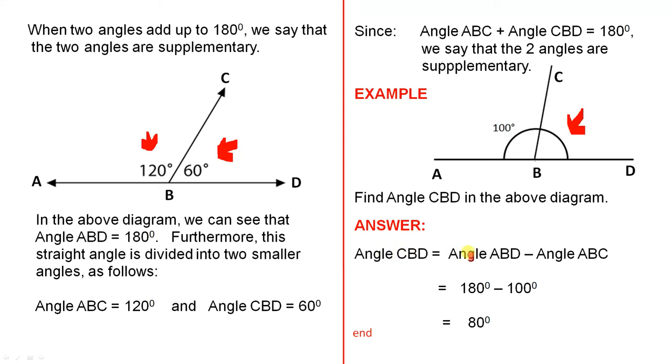Angle CBD equals angle ABD minus angle ABC. In other words, this angle here with the red arrow is 180 degrees minus 100. So 180 degrees minus 100 gives us 80 degrees. So the 80 degrees, which is here, plus the 100, they add up together to give you 180, so those two angles are supplementary.